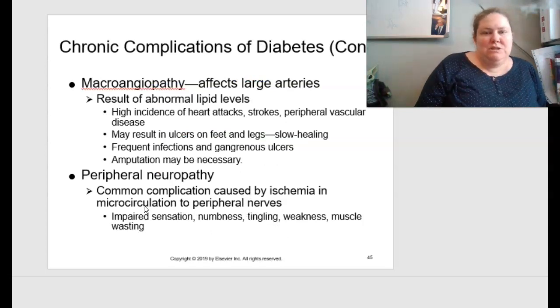So what about chronic complications? So chronic again means long-term, and these are on page 410. Well, from that previous thing, we can see that we can have that macroangiopathy, and this would be affecting those macro or those large arteries. And this can result in abnormal lipid levels because the high incidence of heart attacks, strokes, and peripheral vascular diseases can be caused by these increased lipids, right? So cholesterol, for instance, right? This may also result in ulcers on the feet and the legs, and these would be very slow healing. We also can have frequent infections and gangrenous ulcers, and if it's left untreated, amputation may be necessary.